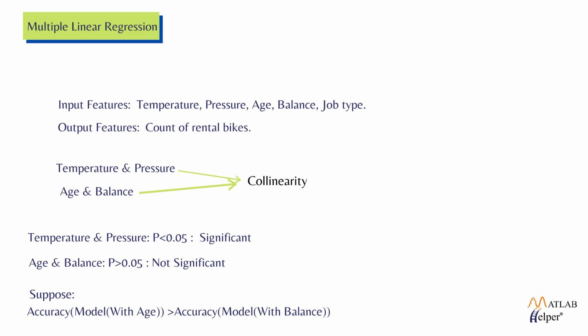So first I will make the model and check the p-value of the correlated features. Suppose out of these 4 features, temperature and pressure have a p-value less than 0.05, so we can consider these two features for the analysis. The age and balance features have a p-value more than 0.05, so these features are not significant, and we can ignore one feature out of these two correlated features. The model which gives the maximum accuracy we will use to predict new entries. Right here I have shown how we can compare accuracy. The model with the age feature shows maximum accuracy, so we will consider this feature for the analysis and ignore the balance feature.